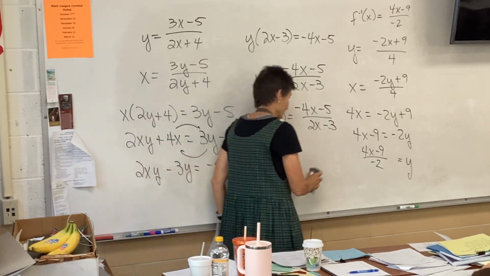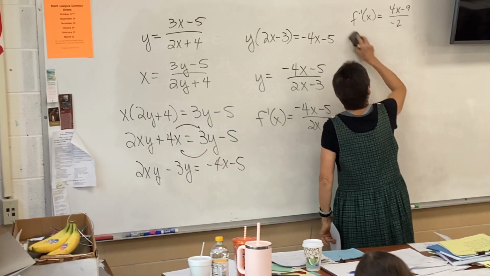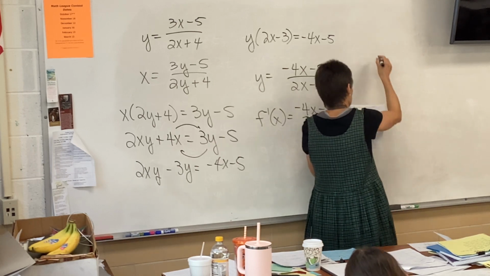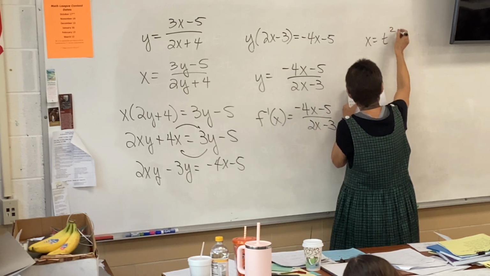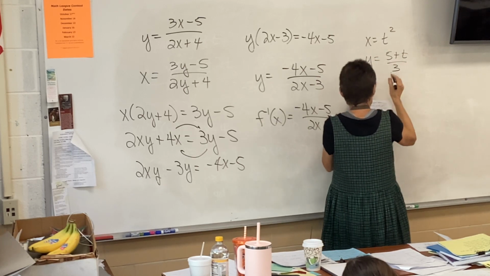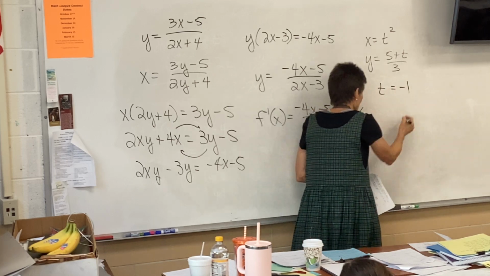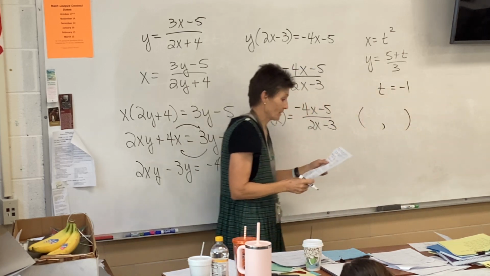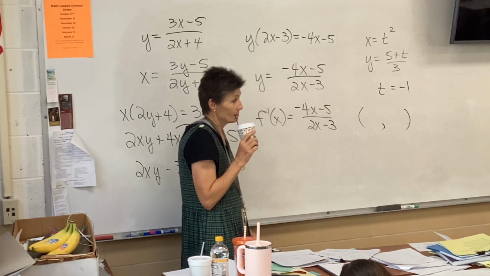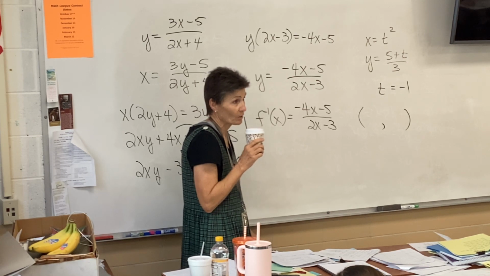Test question. All these are test questions. Okay, so I have x equals t squared, and y equals 5 plus t over 3, and I know t is -1, and my job is to find x and y. I'm finding an ordered pair. This is the easiest question on the test. What do we do?